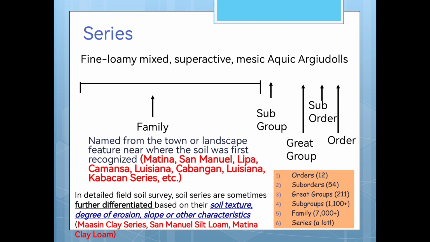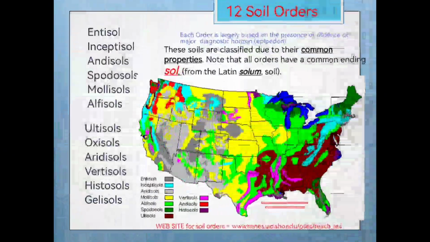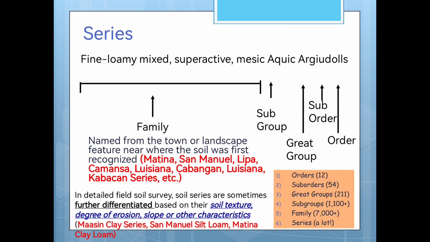Yeah. So we have here Maasin clay series, San Manuel silt loam, Matina clay loam, and others. So that is the series. Each country has their own series classification of the soils, depending on where they first found that soil.